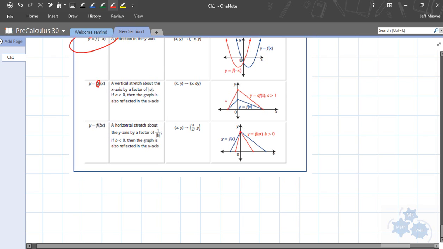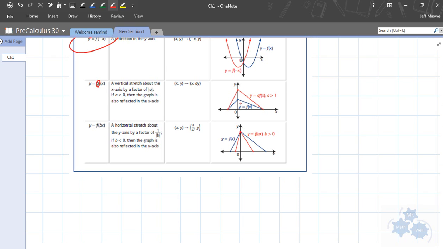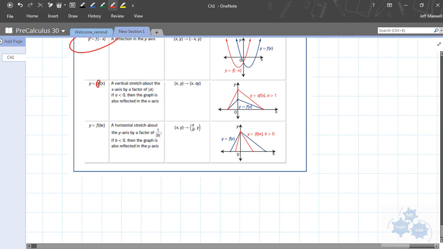If it's negative 2, what's going to happen to this mother function right here, the blue graph, if A is negative 2? What's going to happen? It's going to be flipped, yes, because it's negative. What else? Is it going to be stretched as well? Yeah, it's going to be flipped and stretched, okay?